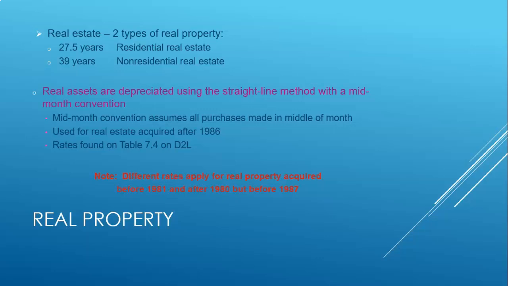Okay? This is used for all real property acquired after 1986. And there may be some buildings that you might come across if you're doing tax returns. You may come across some company that still has a building that they purchased in 1986 or before, in which case there was a different system for that. And so you would have to look those up. Those tables are still available. Okay, these rates for real property are found on table 7.4 on D2L.